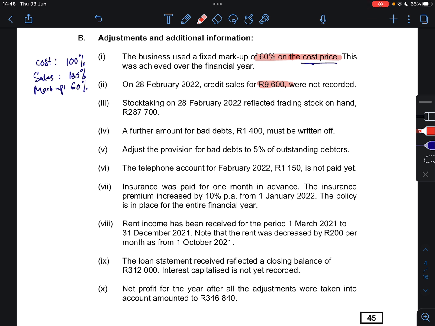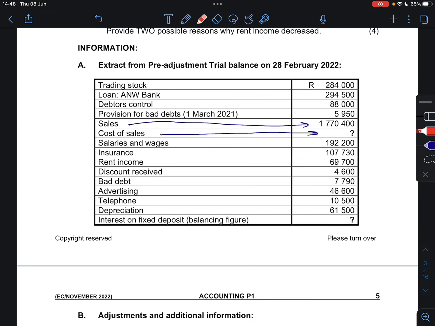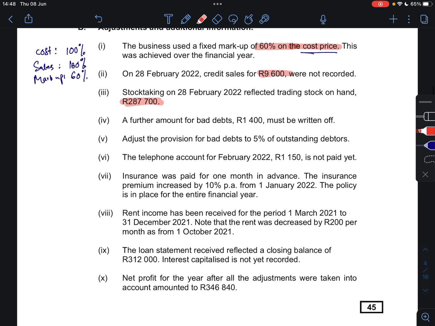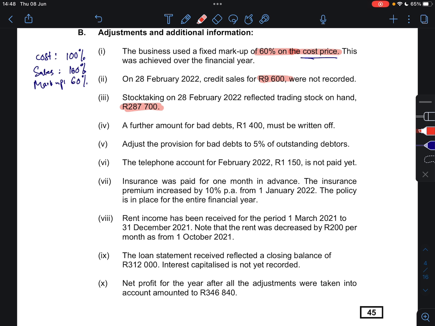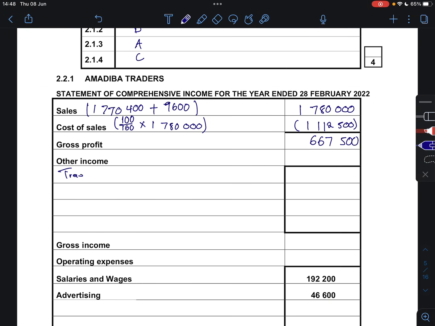So stock taking on 28th of Feb reflected trading stock on hand 287,700. Let's check what we have on our pre-adjustment trial balance. So we are looking for trading stock. We have 284. Okay, so we have more stock than we had on our records. So this means we have a trading stock surplus. All right. Okay, it's 287,700. Okay, that's gonna be our first one.